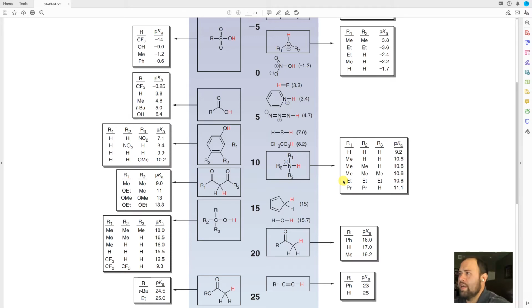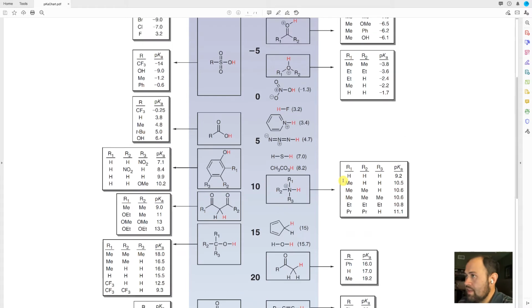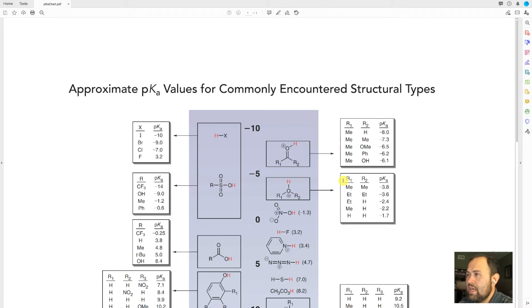So we're going to go ahead and take a look at the pKa values for commonly encountered structural types. This is the chart that I recommend using on the examination, though I suppose since it's open book, you could use other charts. This is the one that's in your textbook. If you have a physical copy, it's at the beginning of the book, probably, since I think most of you have loose leaf, one of the sheets at the beginning.